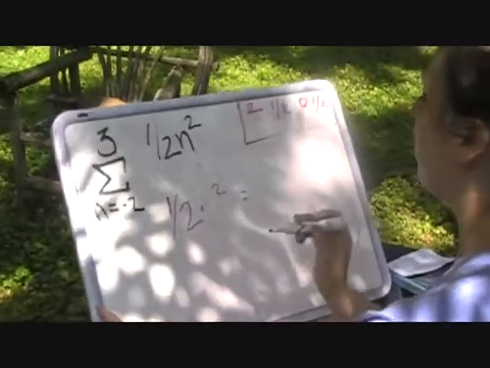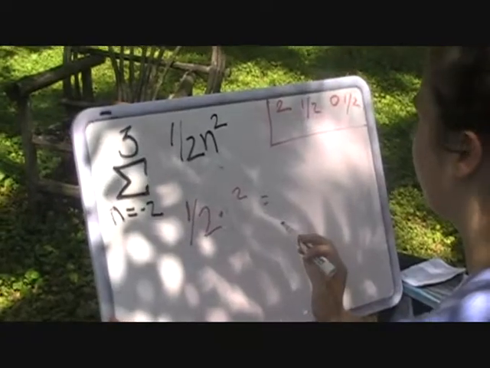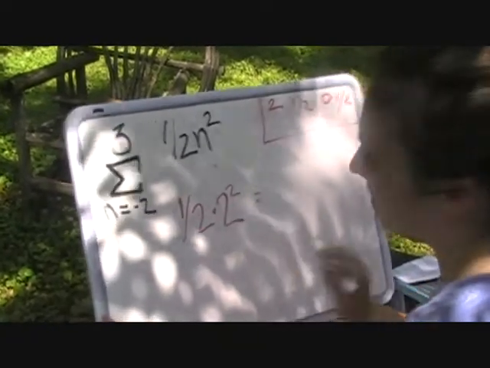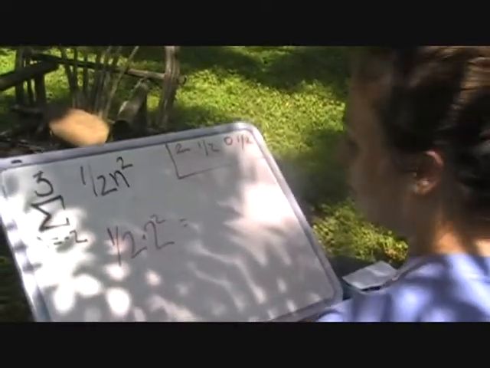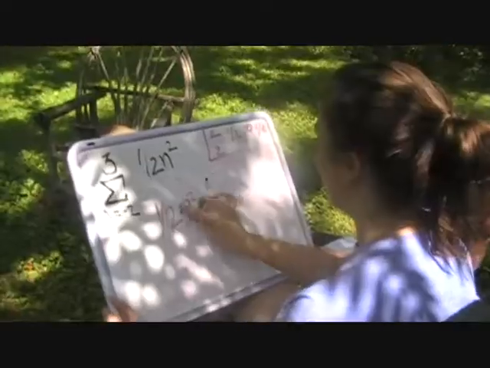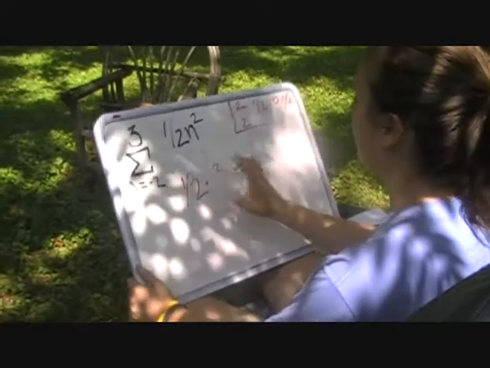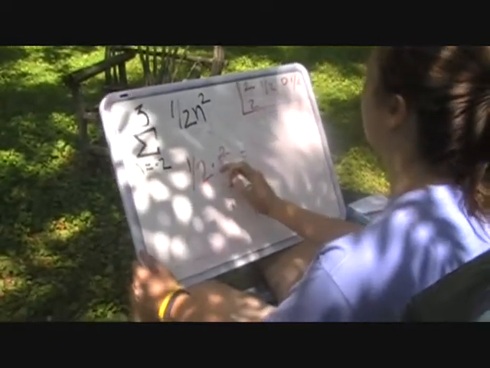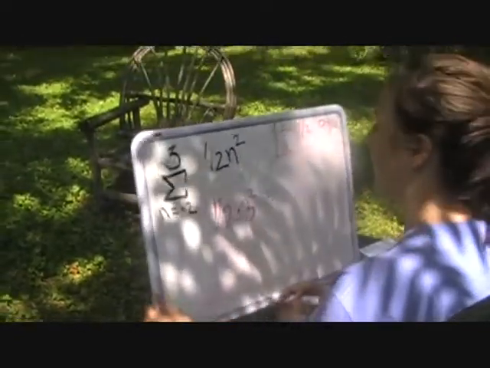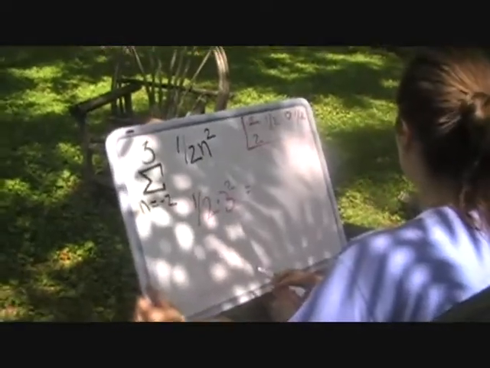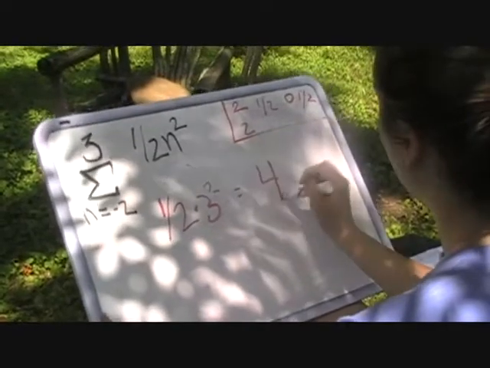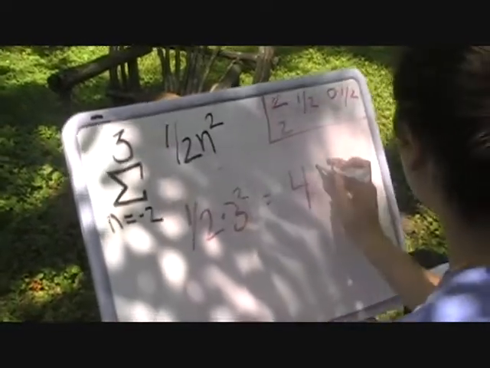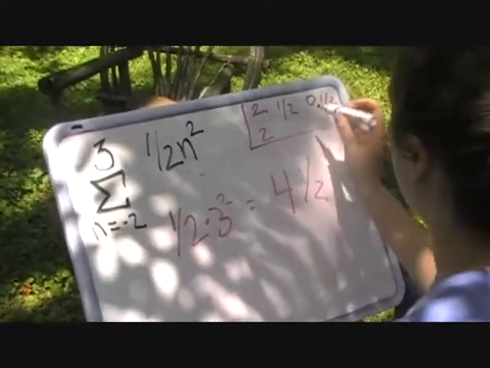Okay, now we want to plug in 2. That's the number we left off on. And that is 2 if you do it all out. See, our next one is 3. We're almost there, guys. Okay, 1/2 times 3 squared is going to be 4 and 1/2.